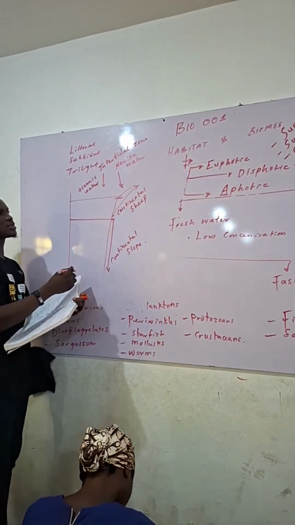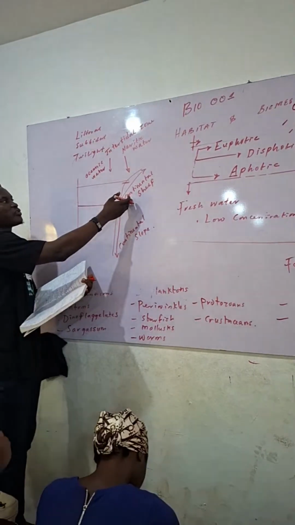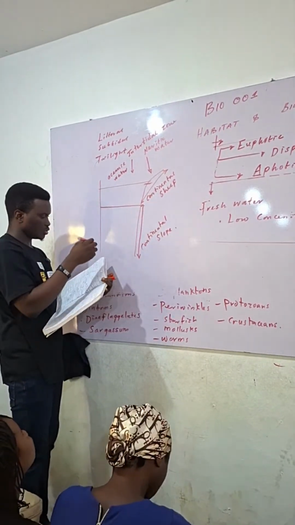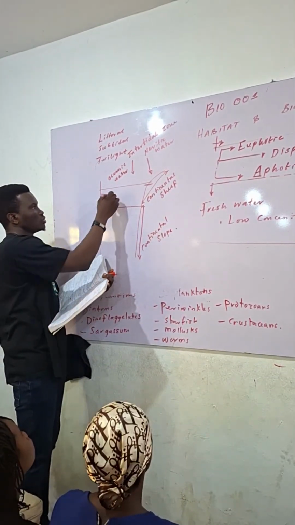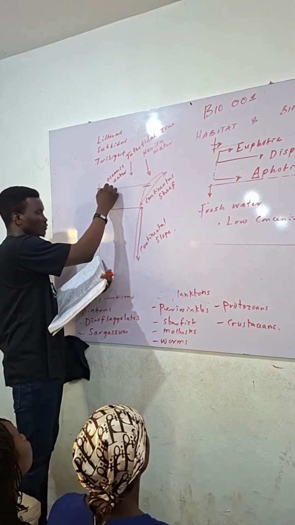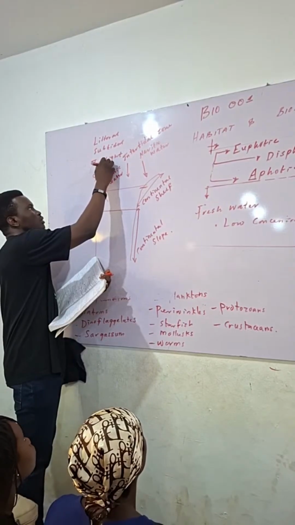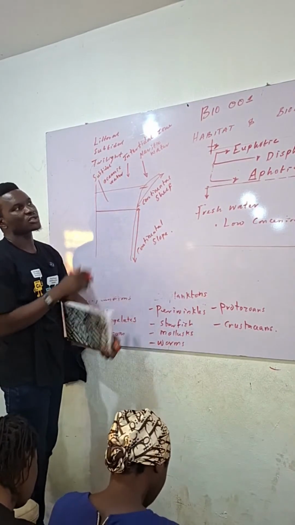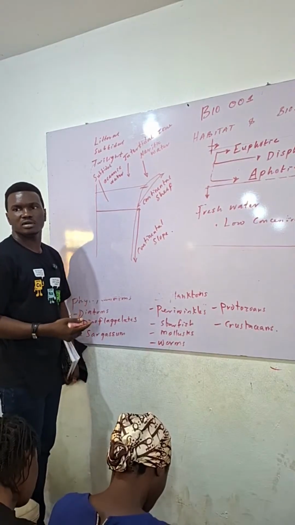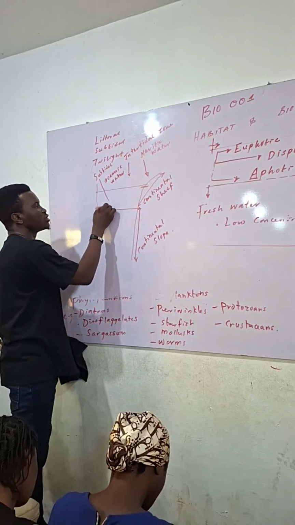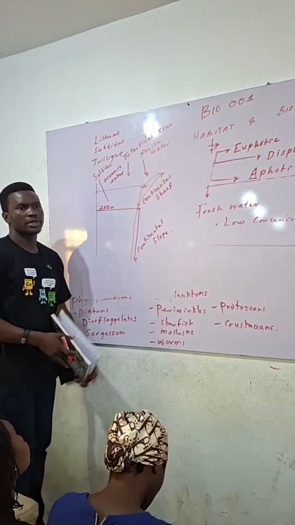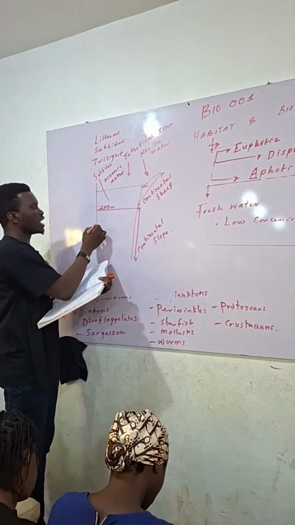Then you have this part where the continental shelf ends. So you have the subtidal zone. Subtidal is your littoral. So that's around your 200 meter. That is deep.